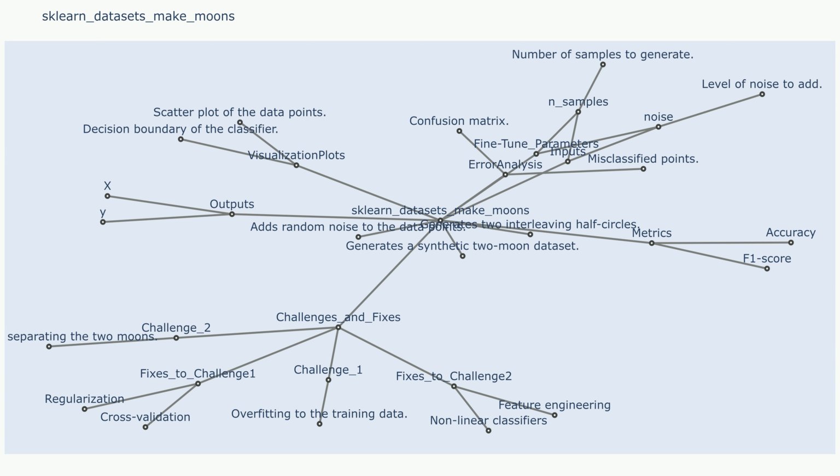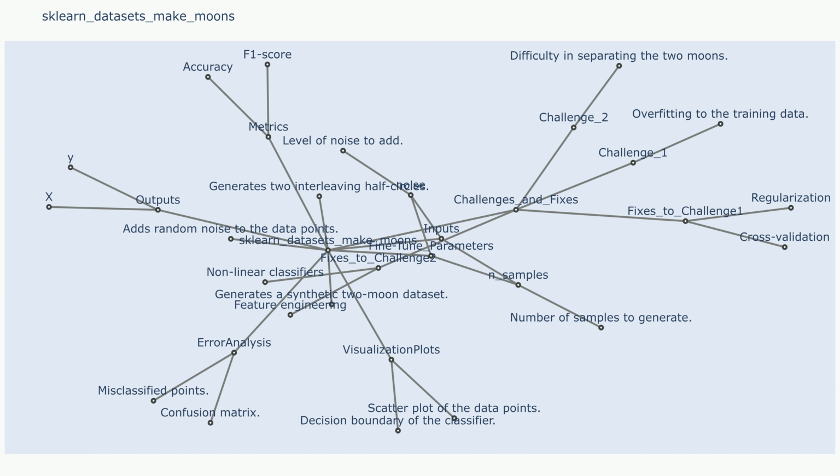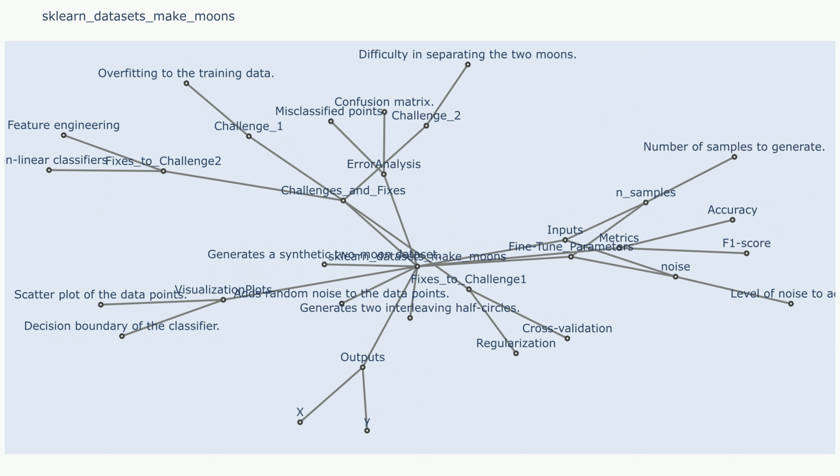Sample use case that resulted in challenge 1. A model trained on a dataset with high noise might struggle to correctly classify data points in the overlapping region. Fixes to challenge 1. Reduce the noise parameter. Lowering the noise level will reduce the overlap and make separation easier.